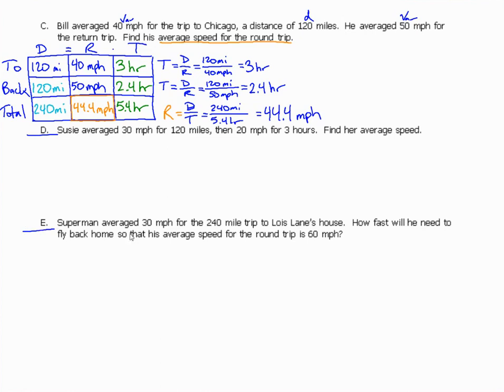Question E. Superman averaged 30 miles per hour for the 240-mile trip to Lois Lane's house. How fast will he need to fly back home so that his average speed for the round trip is 60 miles per hour? So let's start off with our table, and we can arrange our information, see what we know, see what we can figure out, and we'll move on from there.